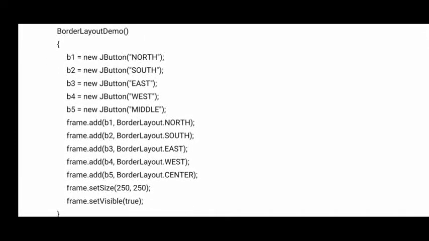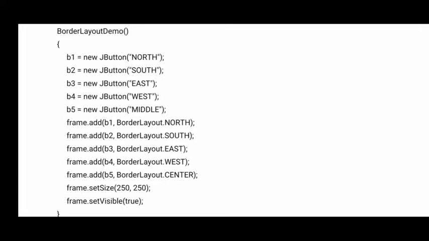See here, b1 equals new JButton. Now here b1 is nothing but the object. North, b2 south, b3 east, b4 west, b5 middle. So 5 directions I am giving, and in 5 directions 5 buttons are added. In the north side b1 is added, south side b2 is added, east side b3 is added, west side b4 is added, and in the middle b5 is added.